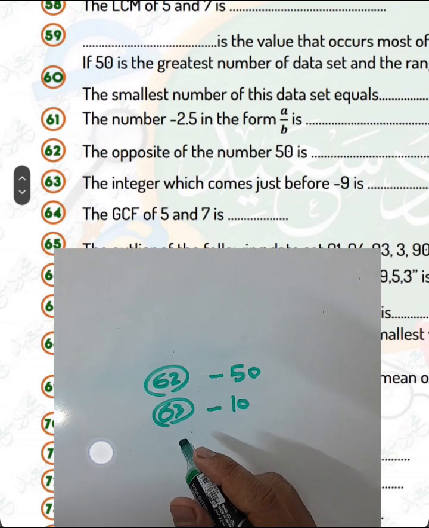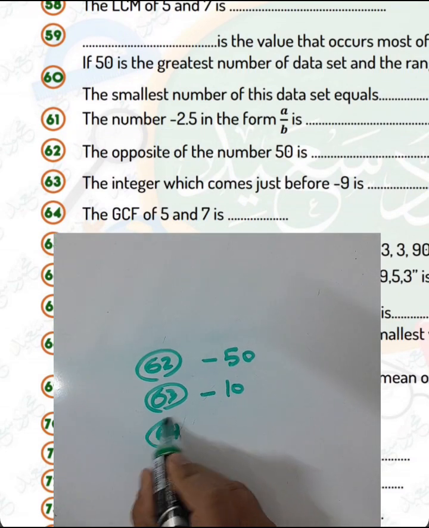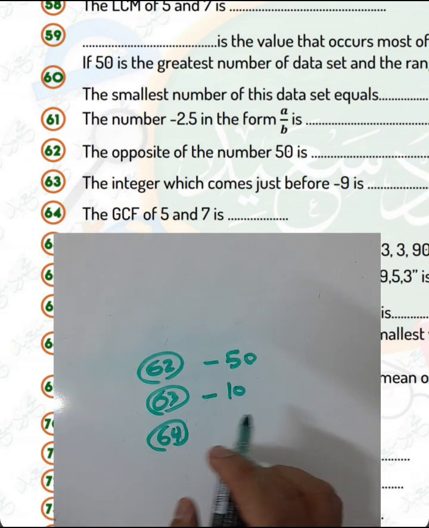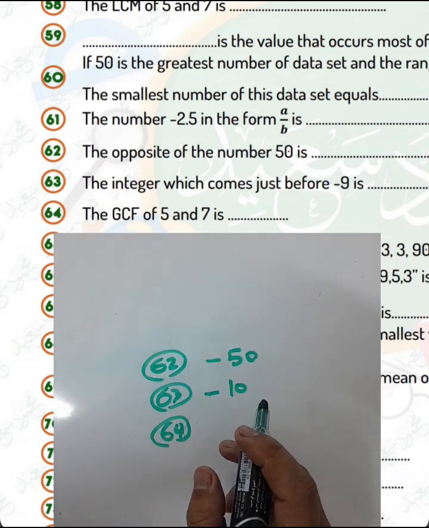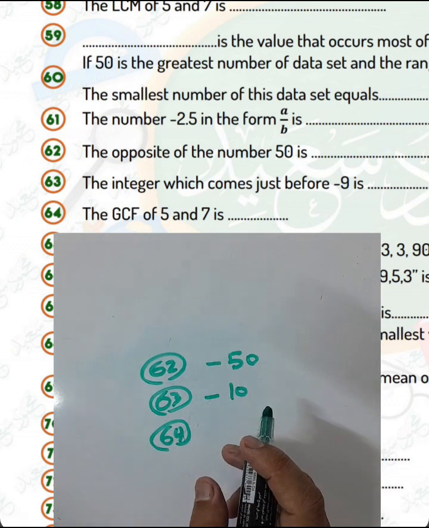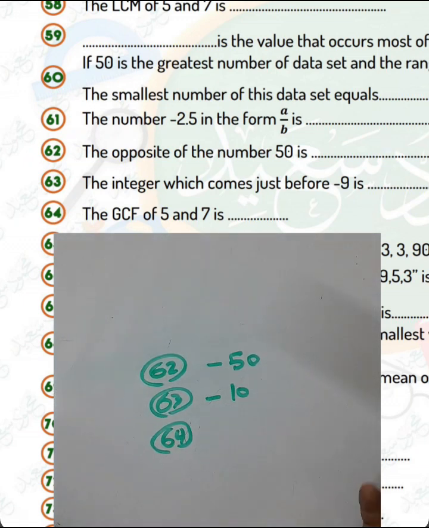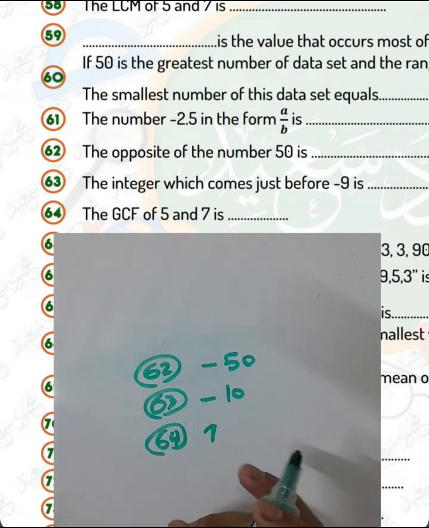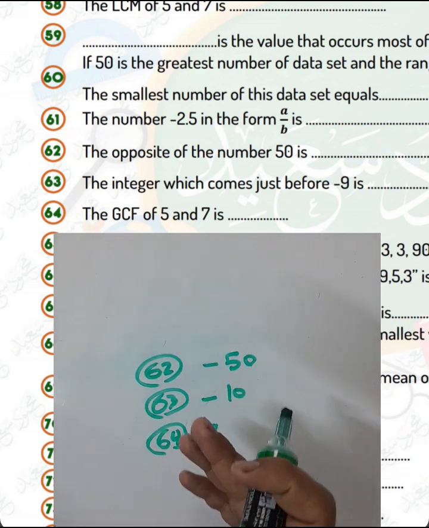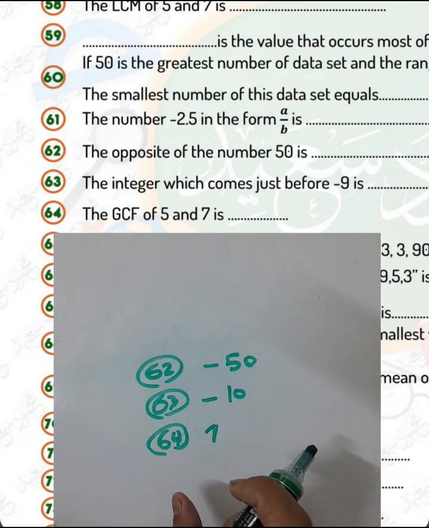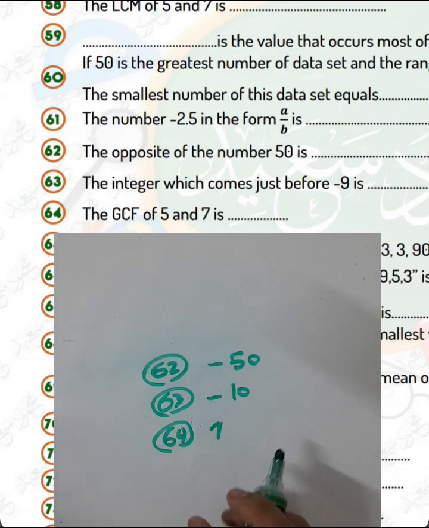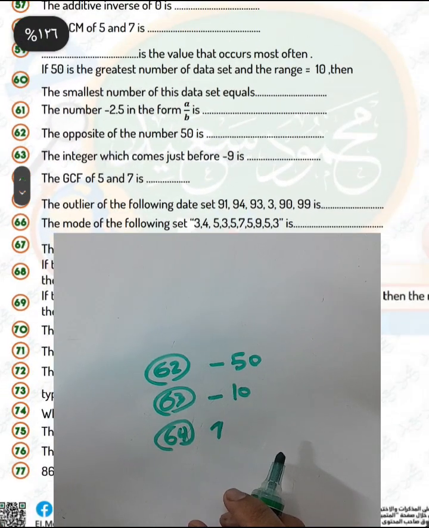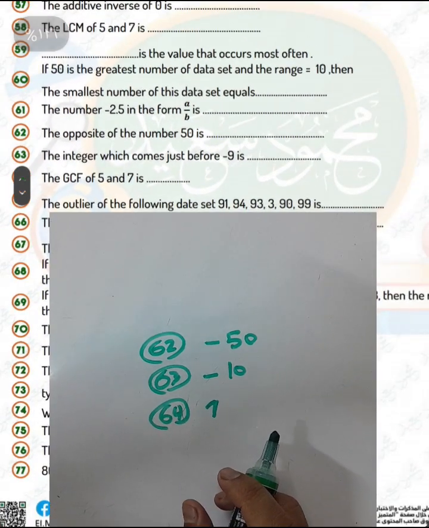Question 64: the greatest common factor of 5 and 7. The product between them is the multiplication, but the greatest common factor between 5 and 7 will be 1, because 5 and 7 are relatively prime numbers. The highest common factor between them equals 1, because 5 and 7 can't be divided by any number except 1.